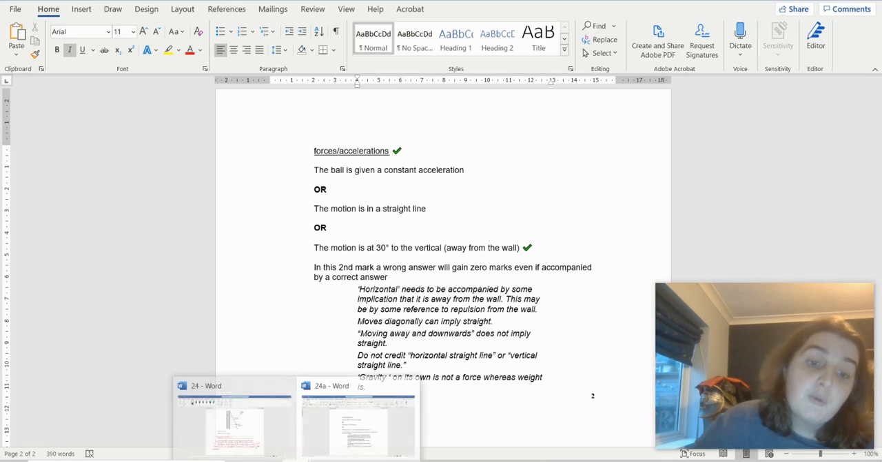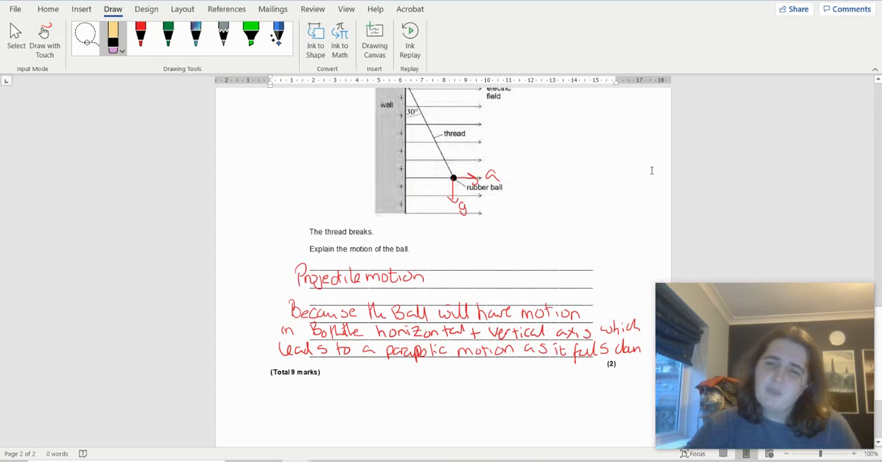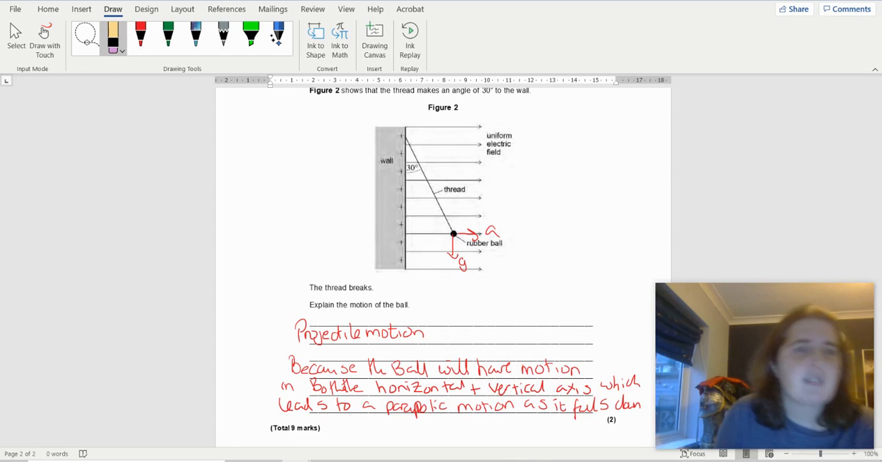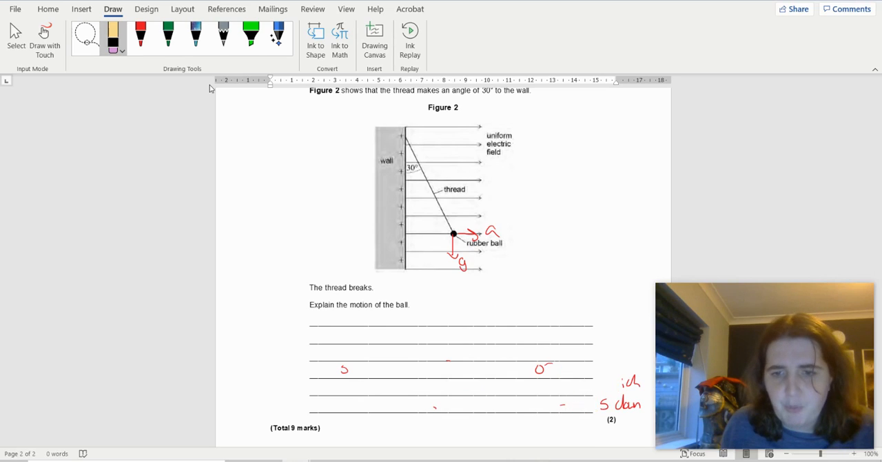So my answer here of saying parabolic is a little bit incorrect, and I actually understand why, but I can also understand why I put parabolic. So let's go towards what the mark scheme is saying here and delve into that answer. I was correct in saying explain the motion of the ball.